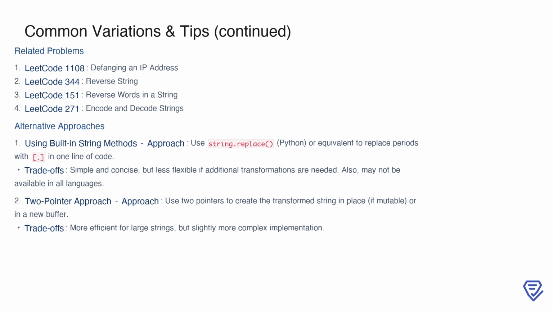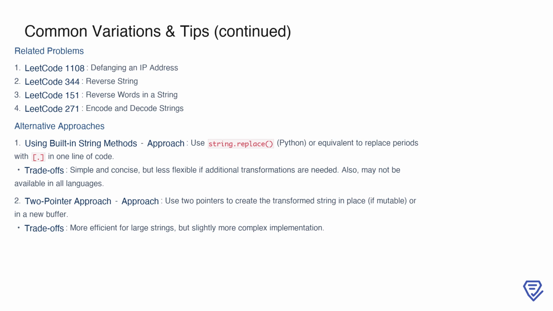This type of problem also shares similarities with other string-based challenges, which can help you build transferable skills. For instance, LeetCode 344 involves reversing a string, while LeetCode 151 focuses on reversing the order of words in a string. Problems like LeetCode 271, which deal with encoding and decoding strings, also require careful string manipulation. Exploring these related problems can deepen your understanding of common patterns.